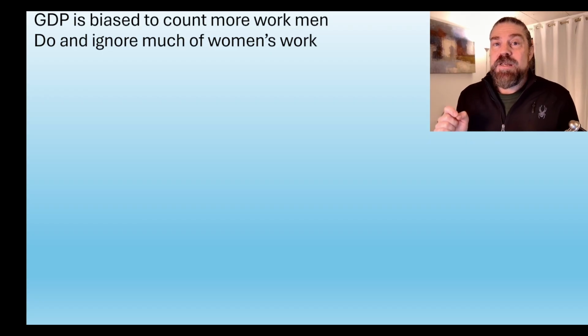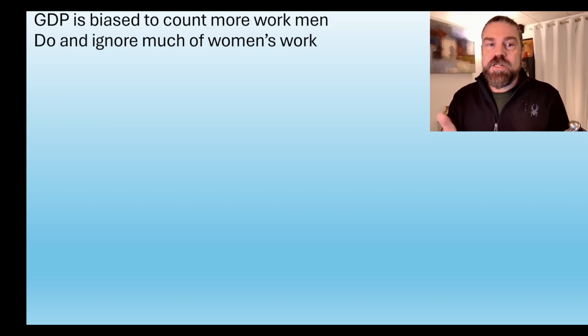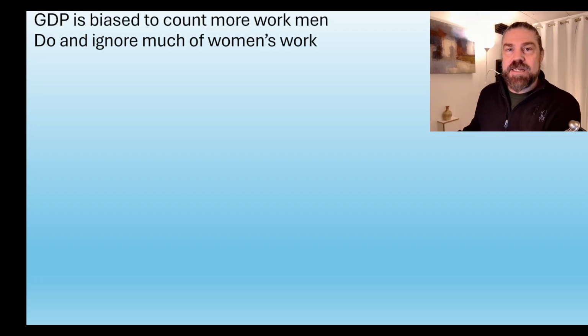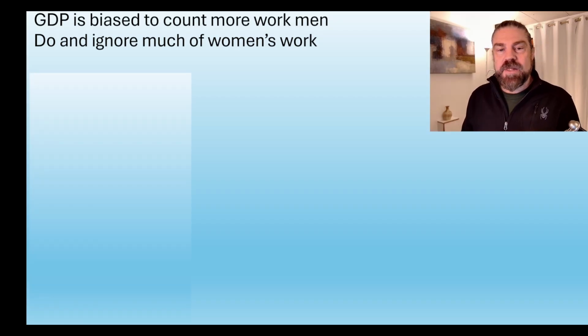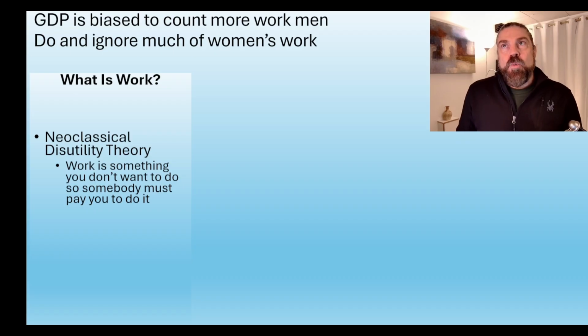First, GDP, the way we calculate national accounts. I'm using GDP. I could be using GNI or GNP or whatever here. National accounting, like GDP, it's biased to count more work that men do, and it ignores the work that women do. It doesn't value women's work. There's that word marginalizes the work of women. Doesn't think it matters. Doesn't even count the work of women. Let's use some examples. But first we have to understand what we mean by work.